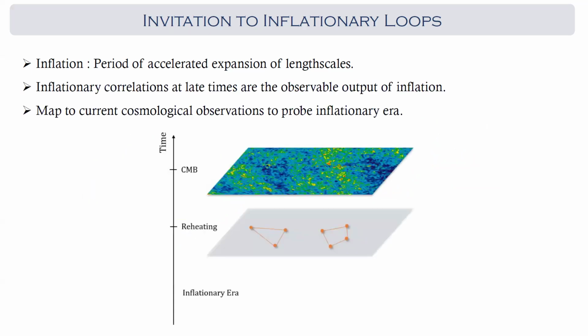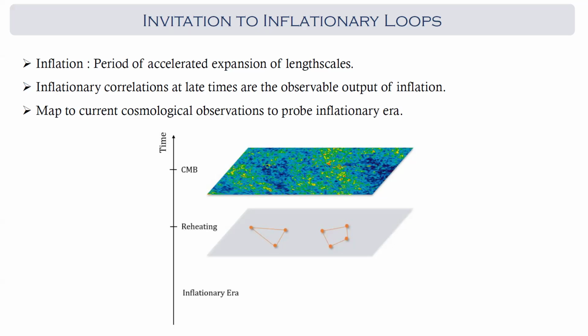And we're interested in computing correlations of fluctuations on the spatial slice at the end of inflation, which is the surface of reheating right here. The reason why we are doing this is because these are the observable output of inflation. And you can map these theoretical predictions to current day cosmological observations, such as the large scale structure or CMB, to probe the inflationary era.